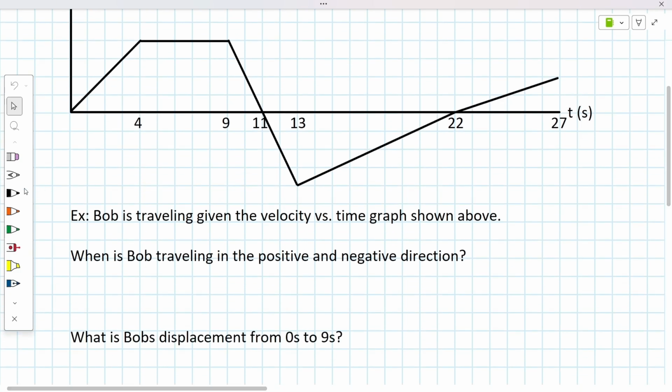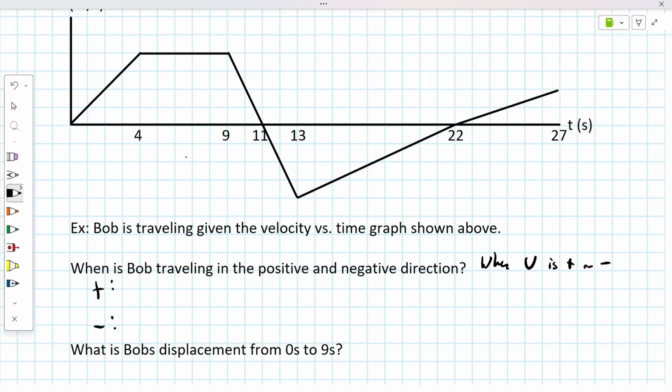So this is the same kind of thing we did with the position graph, but now we're given a velocity versus time graph. Right? So when we were on the position versus time graph, we just need to find where the slope is positive, which is when the velocity was positive. So if we're trying to find when Bob is traveling to the positive direction, we can simply just find where the velocity is positive versus negative. So this is when velocity is positive or negative. Alright, so I'll just denote positive here and we can write these in.